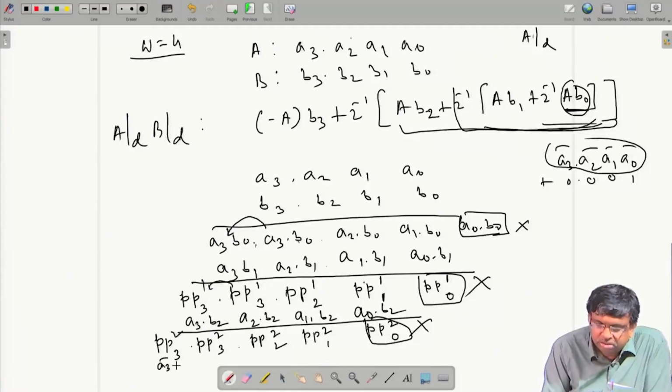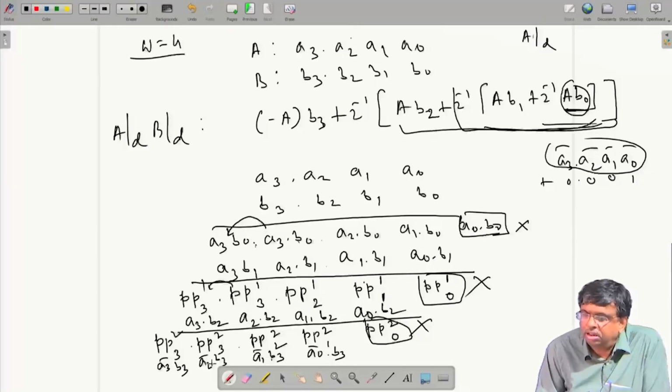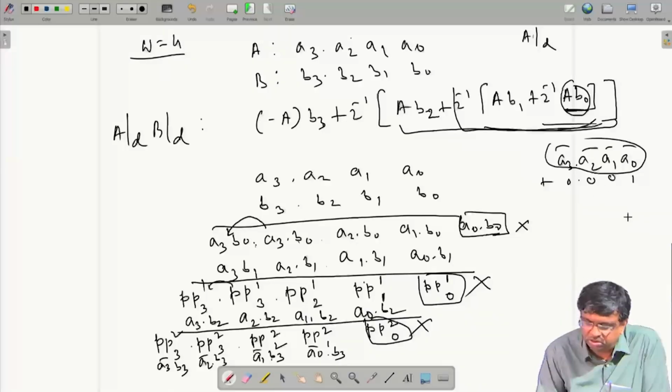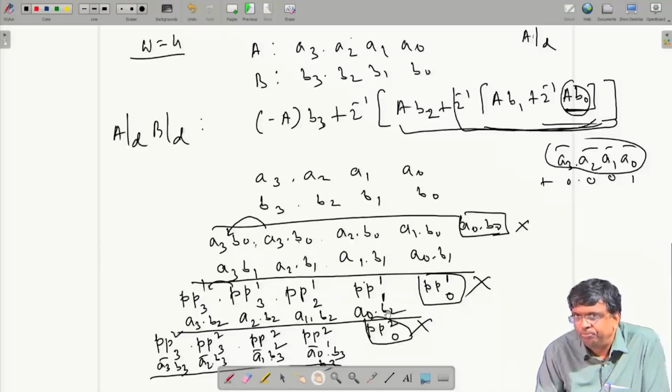So, it will be A3 bar·B3, A2 bar·B3, A1 bar·B3, A0 bar·B3, the AND gates. And then again here, 0·B3 is 0, 0·B3 is 0, 1·B3 is B3. So, only B3 will come here. You add, you get the result. Okay. So, this is the usage of Horner's rule.